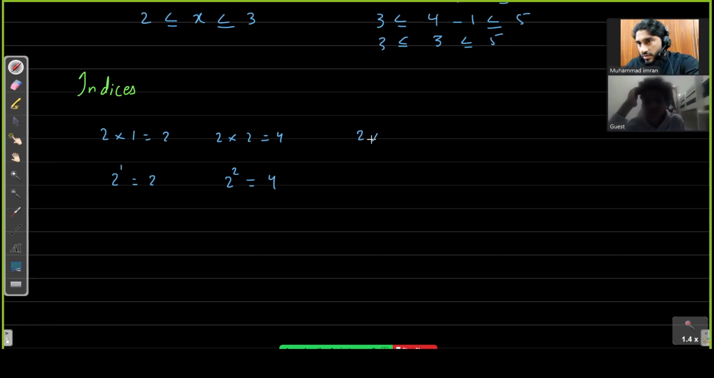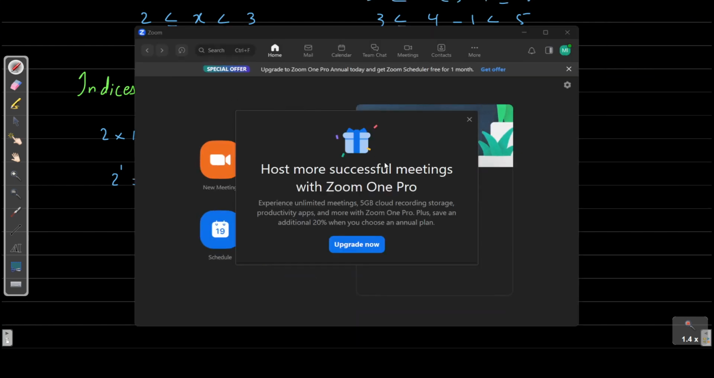2 multiplied by 2 multiplied by 2 means 2 is multiplying with itself 3 times. So I can write down here 2 power 3 is equal to 8. That's like 2 2s are 4, 4 2s are 8. So this is how we need indices to make a shorter form of multiplication.